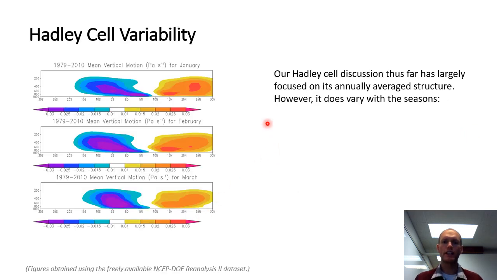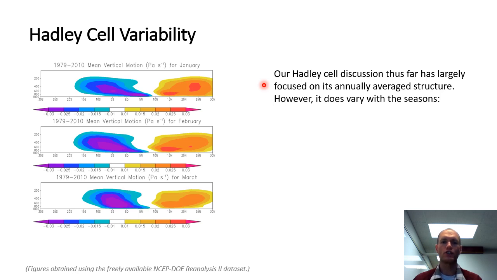So finally, we want to take a look at some measures of variability with the Hadley Cell. And though we've already taken a look at this on previous slides, especially with our tropical climatology lectures, it bears repeating here as well. So our discussion to this point has largely focused on the annually averaged structure of the Hadley Cell. So from a radiation perspective, that's when the radiation is maximized at the equator and becomes smaller north and south from there. However, because of the changing tilt of the Earth through the seasons, we know that radiation is not always maximized right at the equator.